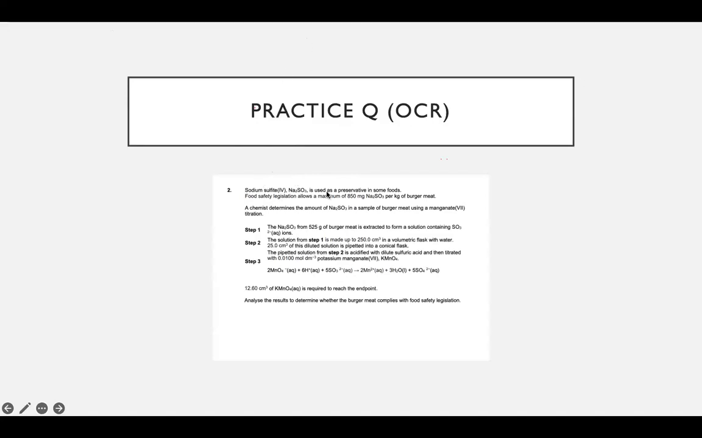Let's go through it now. A top tip again with maths in chemistry is to work backwards and start with what you know. So I'm just going to scan through this and look at step 3, where we're doing the actual titration. We can see that 12.60 centimeters cubed of potassium permanganate is used to reach the endpoint. We know the volume of the permanganate and we know the concentration of permanganate. So if we know C and we know V, we can work out n. So therefore, I would work out the moles of permanganate.